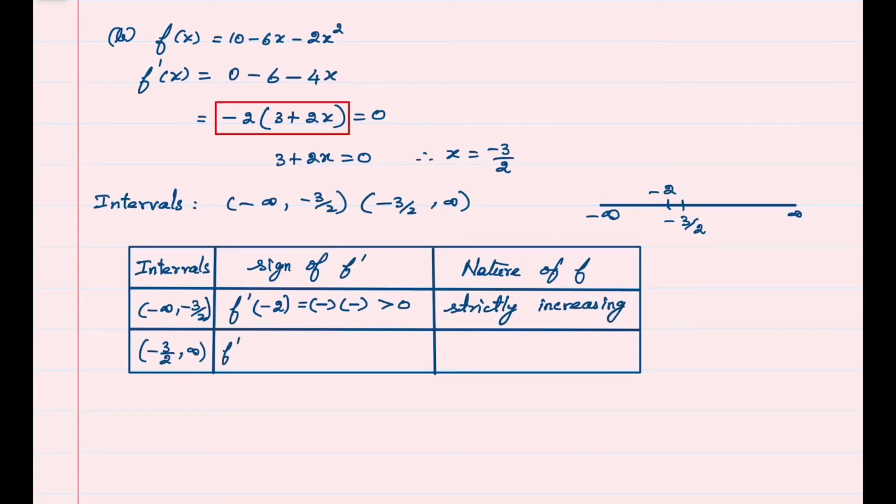Let us check for the second interval. We will take a value from the second interval. Let us take 0. F dash of 0 is equal to minus 2, which is negative. 3 plus 0 is 3, which is positive. Product of a negative number and positive number is less than 0. Therefore, f of x strictly decreases in this interval.